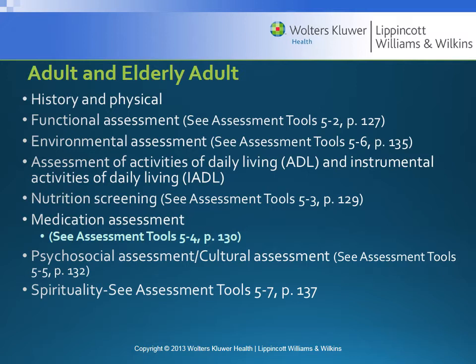Please turn to the assessment tool 5-6 on page 135 for an example of an environmental assessment checklist. With the environmental assessment, physiologic and survival needs are assessed, as well as safety and security, love and belonging, and family, friends, and pets. Within the physiologic and survival needs, you might assess fluid and foods and eating, elimination, hygiene, clothing, dressing, rest and sleep, medications and shelter.